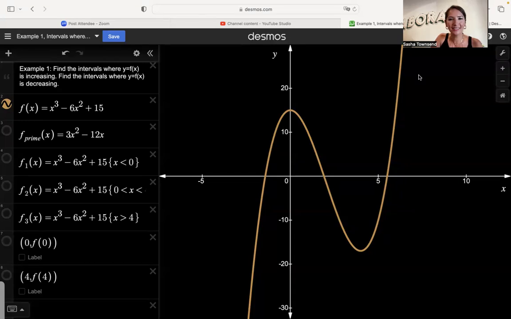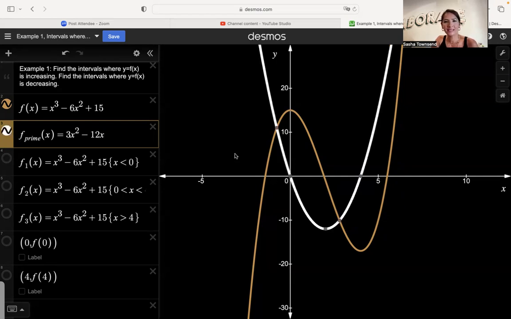So here's our function. We can see that the function is increasing from negative infinity to this x value. And then it's decreasing from this x value to the x value at this location. And then it's increasing at the end. So it's increasing, then decreasing, and then increasing. Now that x value can be found by computing the derivative function and then setting that derivative equal to 0. Well, we see that the derivative is 0 when x equals 0. And the derivative is also equal to 0 when x equals 4.